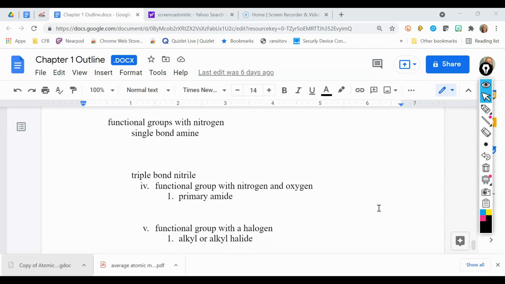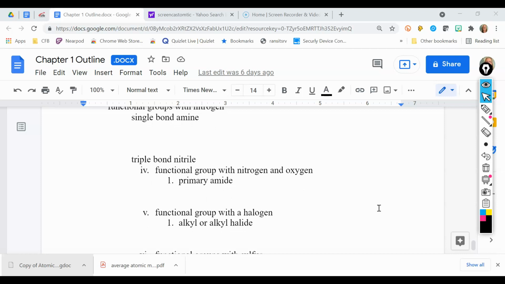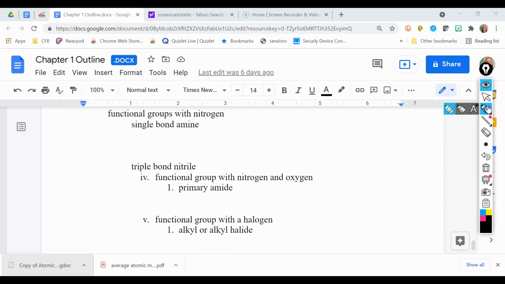Functional groups with nitrogen. So a single bonded amine, and then we can have an amide. And so you're just looking at some of the names right now. A single bond amine, a triple bond makes it a nitrile group. And then we have something with nitrogen and oxygen, so an amide group. That's the trickiest one of all. So let's take a look here.